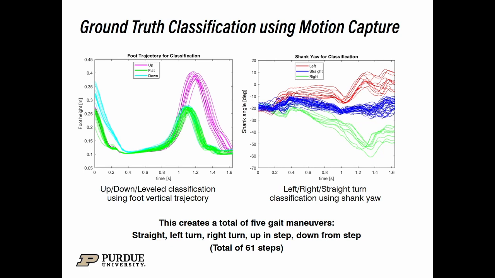Similarly, the step turn was classified using the shank yaw orientation. The blue trajectories shown include the stepping up and stepping down because they are a type of straight walk. Similarly, the green trajectory from the left-hand plot includes all of the turns because they did not change in vertical height significantly. However, by combining both classifiers, we can obtain a total of 5 states.